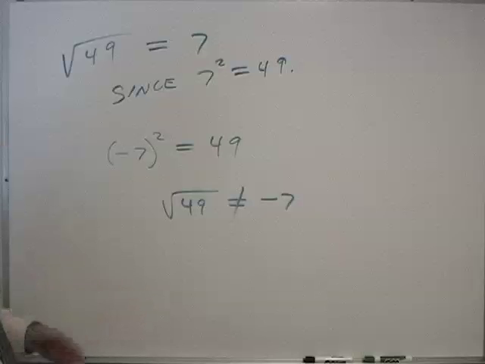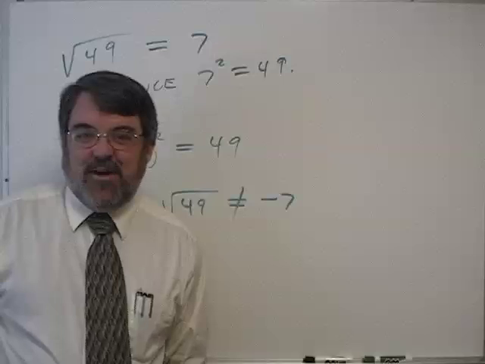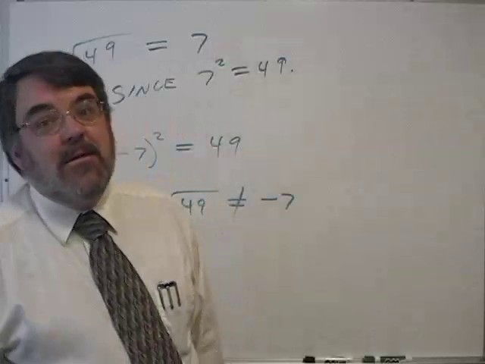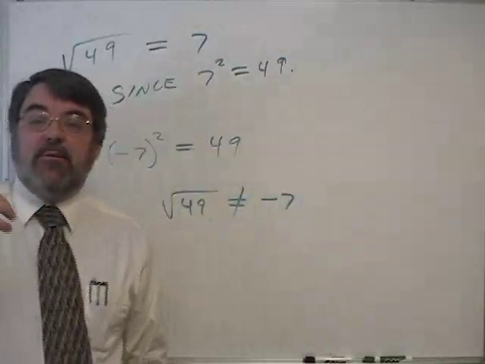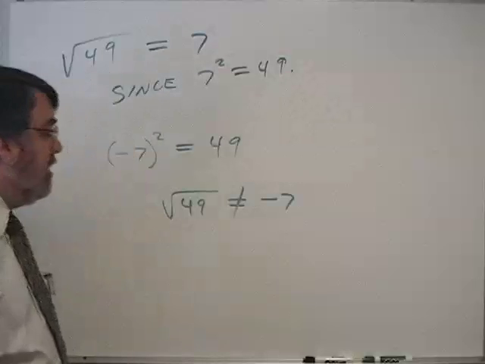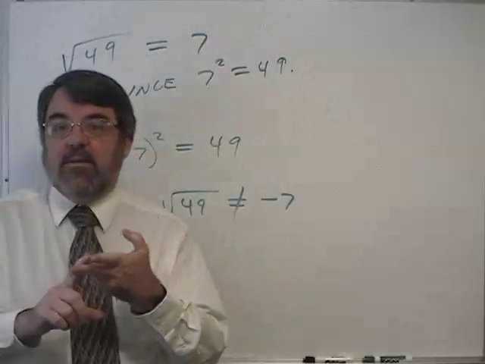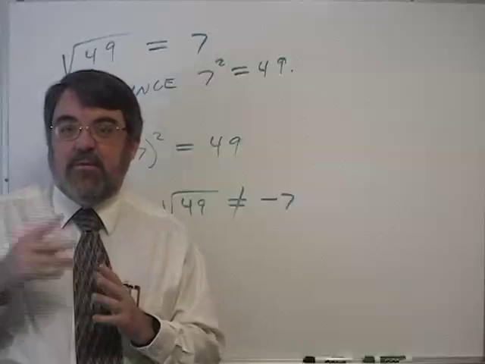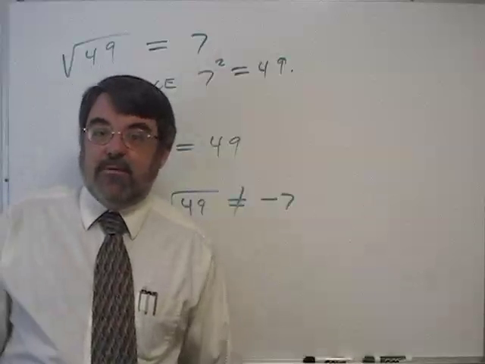And it's for a good reason. You may recall back from an early chapter in this course discussing functions. And a function is a mathematical relation in which for every input there is a single output. And so to say that the square root of 49 is equal to both 7 and -7 would be to give the square root function two outputs. And with two outputs, it would no longer be a function.